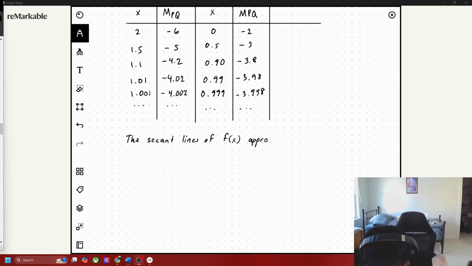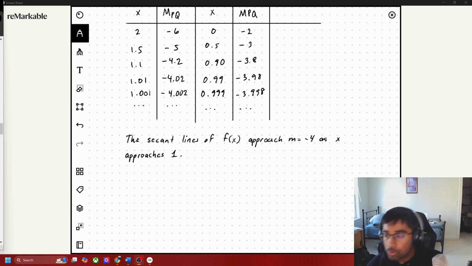approach m equals negative 4 as x approaches 1. I believe that would be a pretty acceptable response for a question like this on any test, review packet, quiz. What say you?